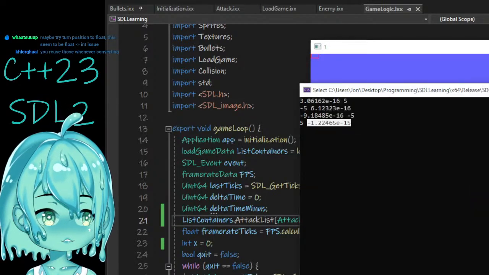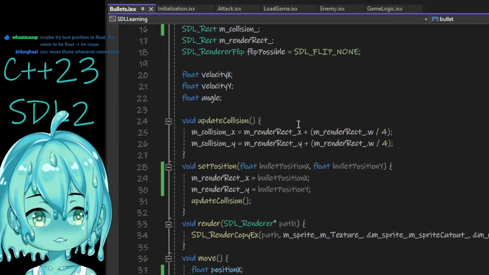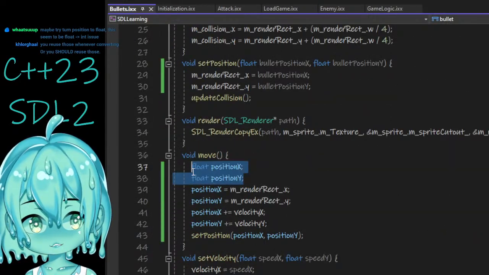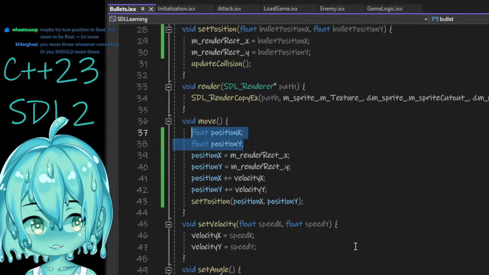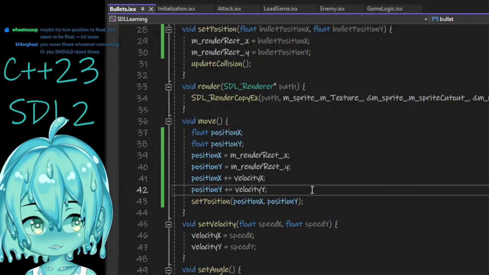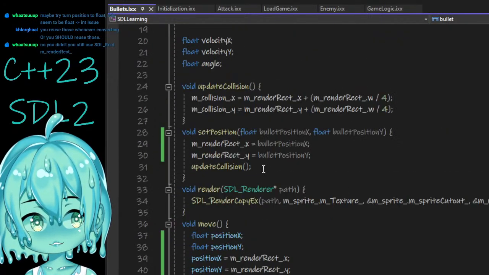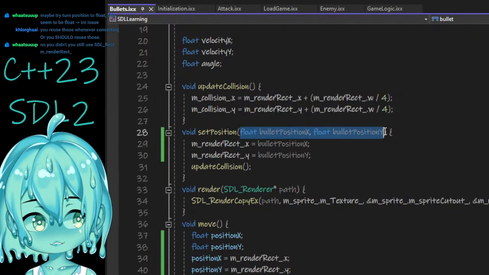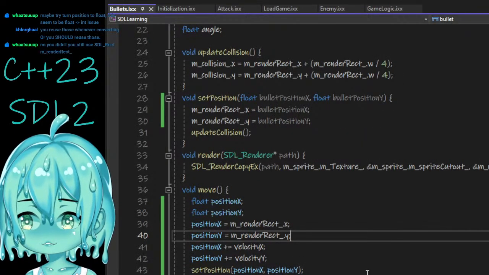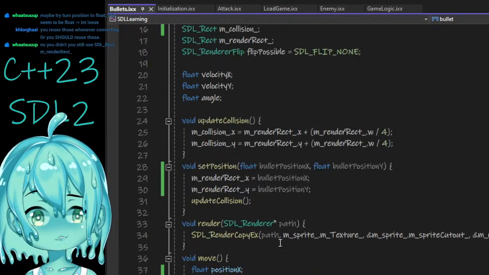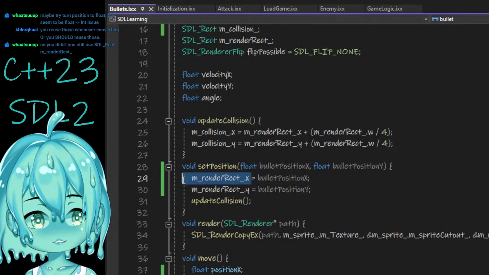We already did. So under our bullets, our position here, we've already converted to floats. So that's already solved for. And then we call set position when we move. Set position is also converted to floats. No, you didn't. You still use SDL rect. Oh, right. No, we didn't. You are correct. The floats are changed, but this is still an int.